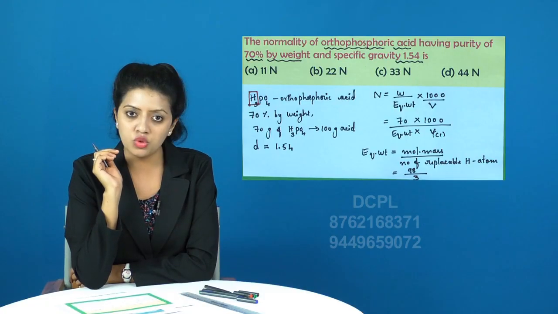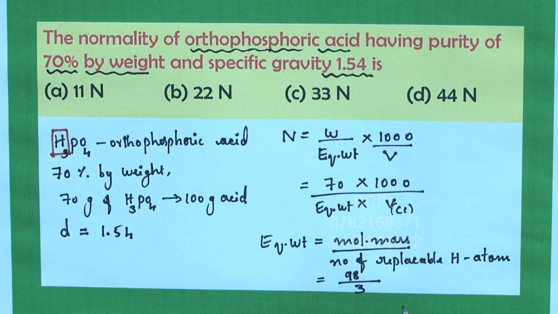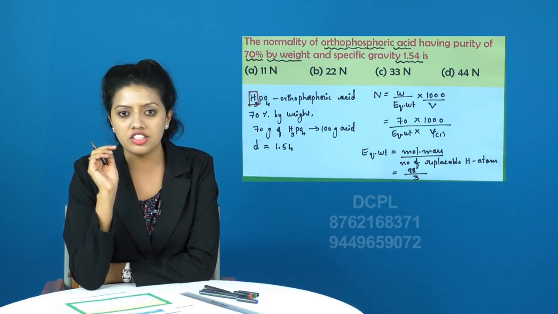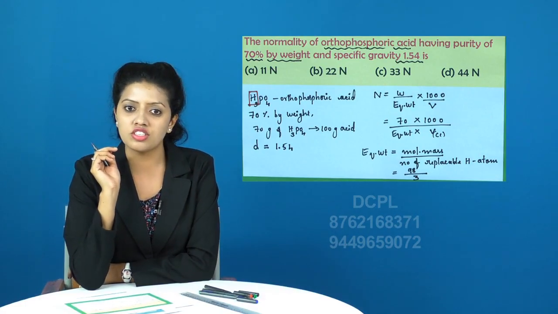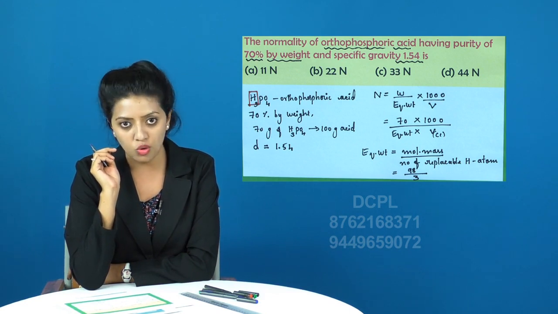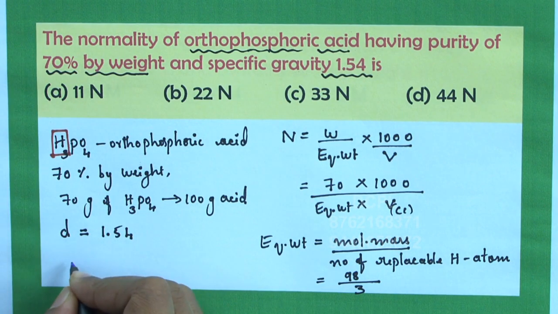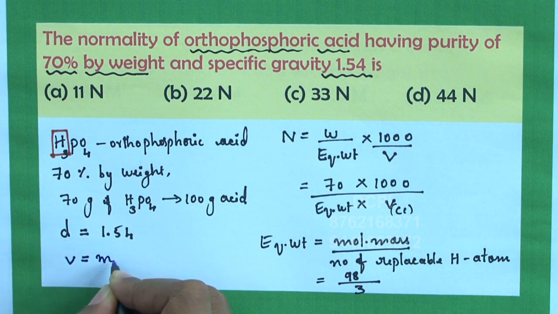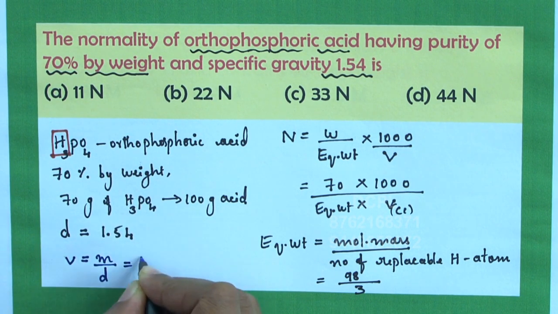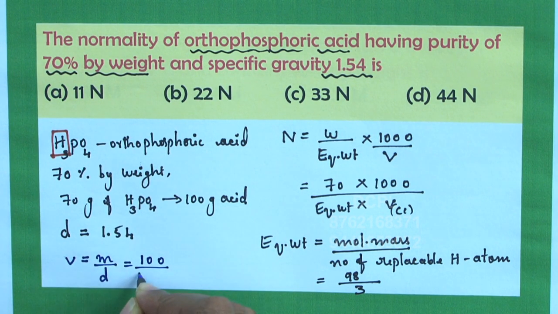So we have got the equivalent weight value as 98 by 3, and the only unknown parameter here is the volume, that can be calculated using the formula density is equal to mass by volume. So here only we will calculate. Volume is given as mass by density, which is nothing but 100 divided by 1.54. Here the volume is with respect to the solution, therefore we have considered the mass of the solution, which is 100, because 70% by weight means it is 70 gram in 100 gram of acid.